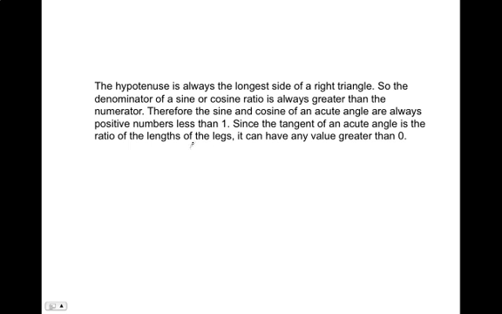But since the tangent of an acute angle is the ratio of the lengths of the legs, it can have a value greater than 1. So keep that in mind as you're trying to find these ratios. If you get that tangent is greater than 1, that's okay, because your numerator may be bigger than your denominator. But remember, that only happens with the tangent.